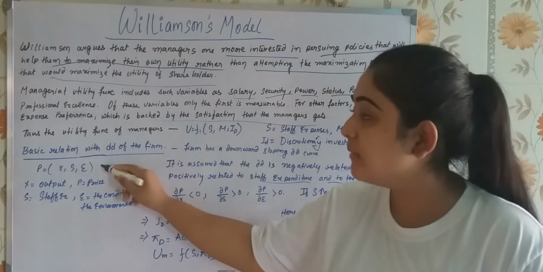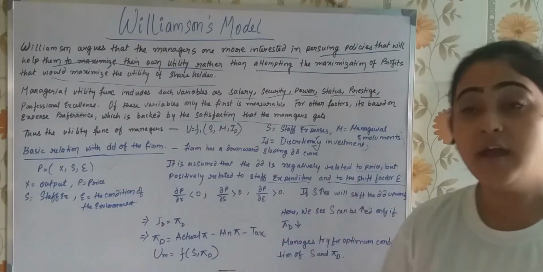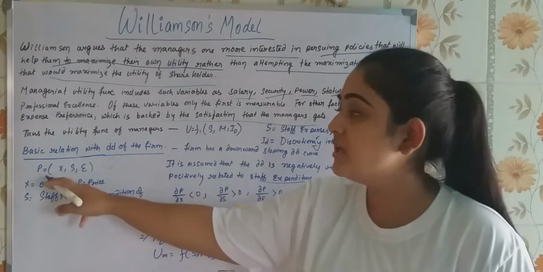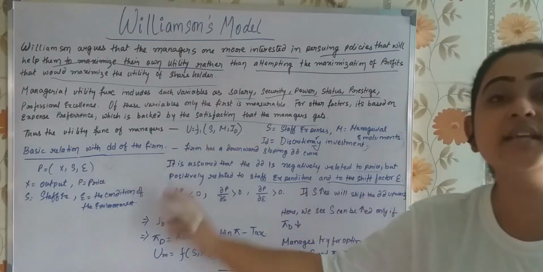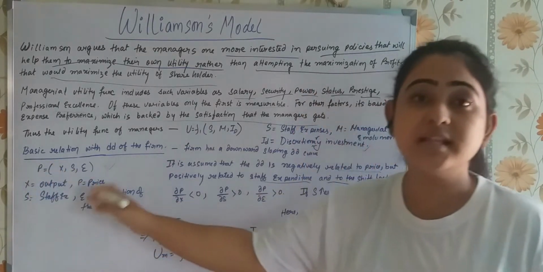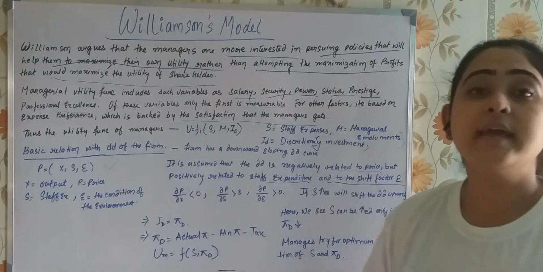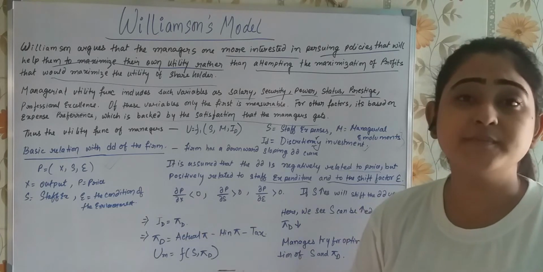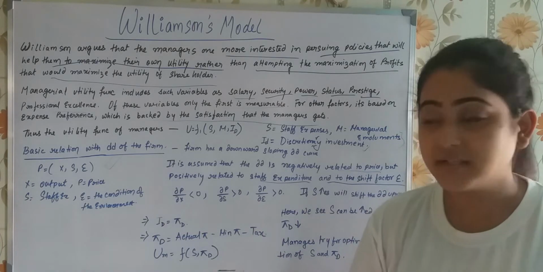तो ये क्या हो गया, demand का function हो गया firm का, ठीक है? Firm का demand function that is P equals f(x, S, E). P here we are saying the price level is determined by x, that is the output level, S the staff expenses and E the environmental condition.